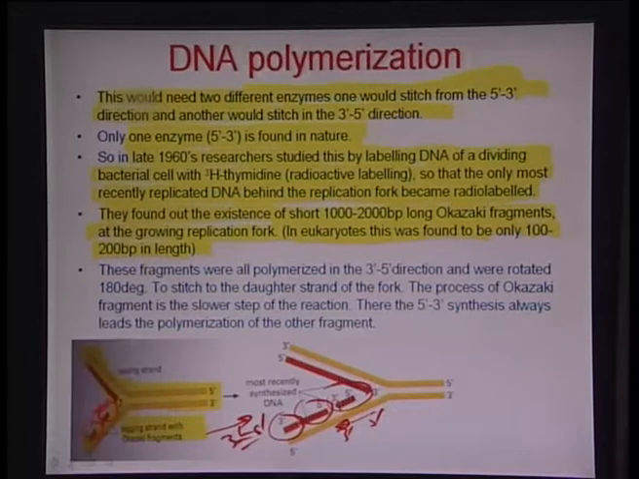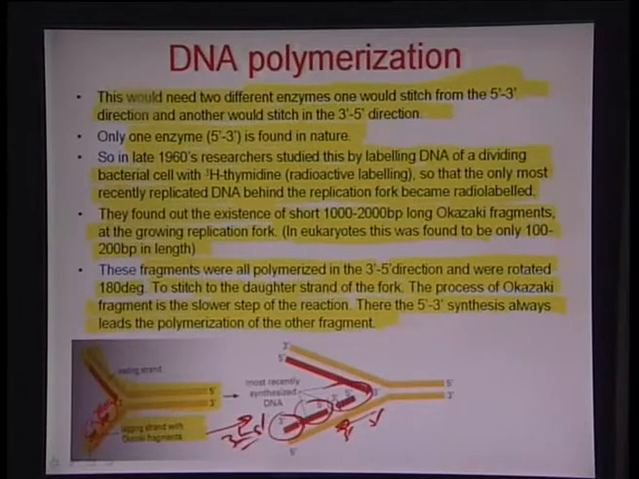So in a nutshell, these fragments were all polymerized in the 3' to 5' direction, were rotated 180 degrees, and stitched to the daughter strand of the fork. The process of Okazaki fragment formation is the slower step of the reaction, so it defines the overall reaction time as well. And so the 5' to 3' synthesis always leads the polymerization of the other fragment.